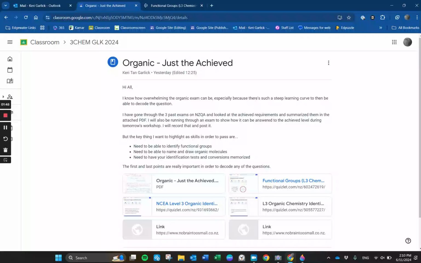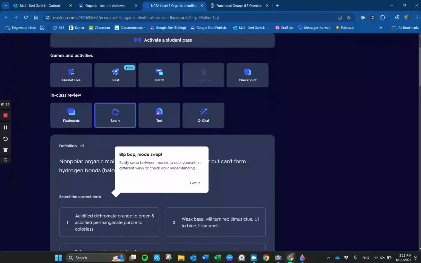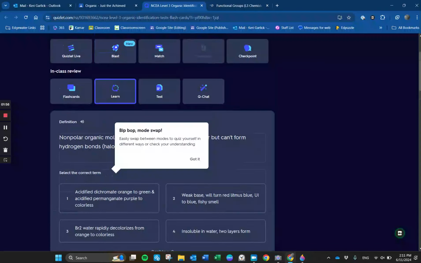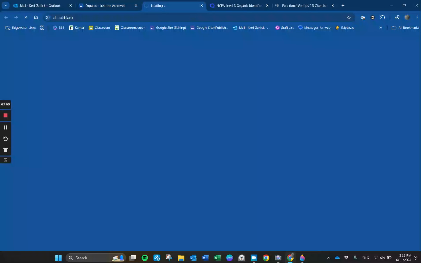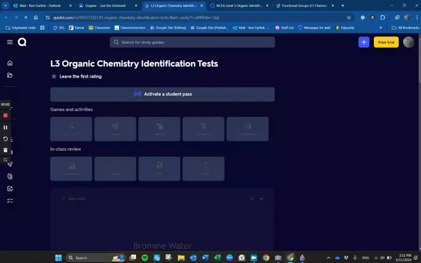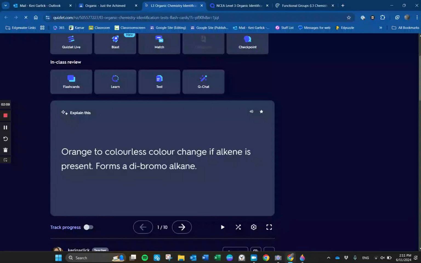To help you guys memorize it, I have a couple different flashcards. I have this one here, and I also have this version over here as well. They're basically different versions of the same thing, just different ways I've described it. So for example, knowing what bromine water does. Bromine water is a way to convert an alkene to a dibromo.